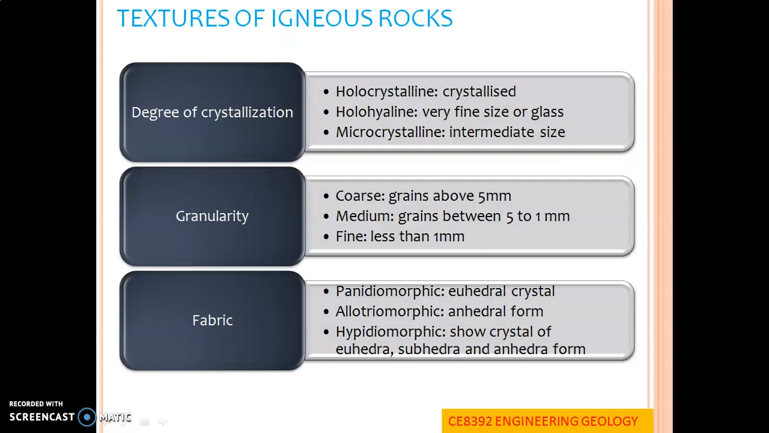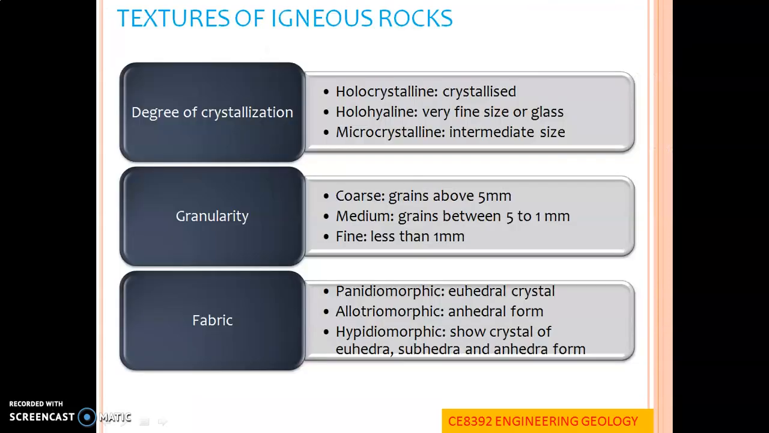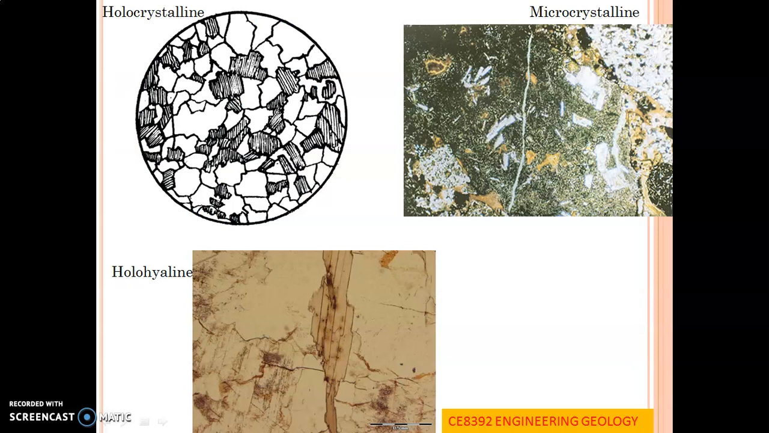Textures of igneous rocks. Based upon the degree of crystallization, the igneous rocks are classified as holocrystalline, holohyaline and microcrystalline. Based upon granularity, the igneous rocks are classified into coarse, medium and fine. Similarly, based on the structure and fabric nature, the igneous rocks are classified into idiomorphic, allotriomorphic, hypidiomorphic, etc. These are some pictorial representations of various textures of igneous rocks based on degree of crystallization. The top left figure is holocrystalline, the top right figure is microcrystalline, whereas the bottom figure is holohyaline.